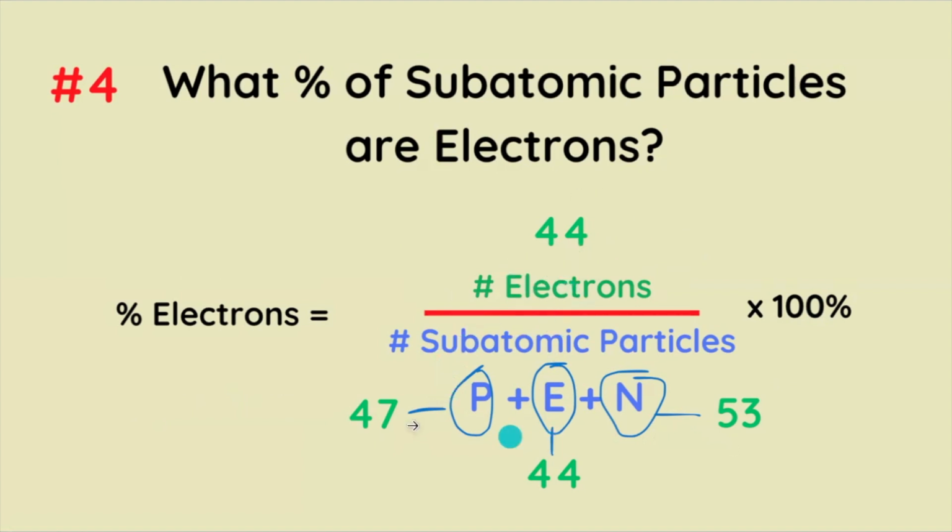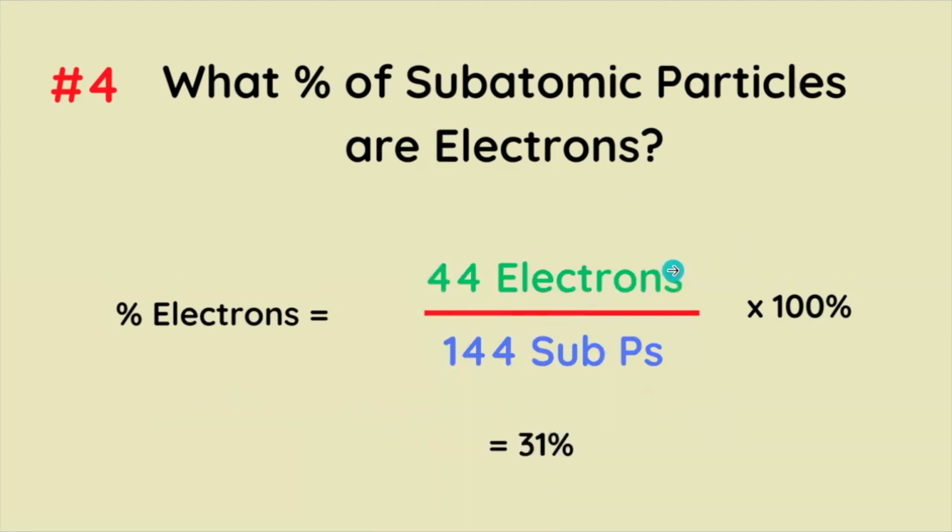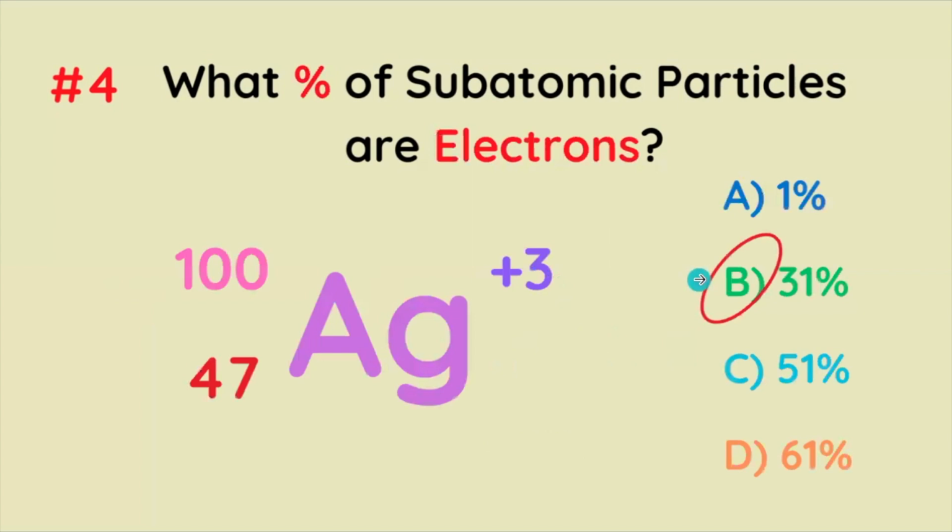And we already figured out how many of each respective subatomic particle we have: 44 electrons, 47 protons, 53 neutrons. Add it all together, put it through your calculator, and we get 31%. So B is our answer.